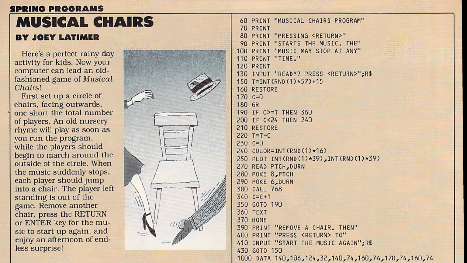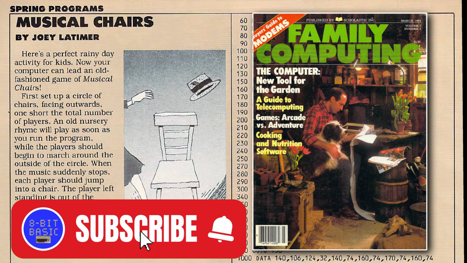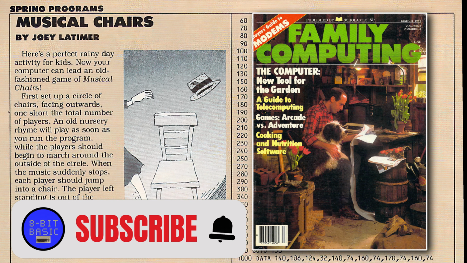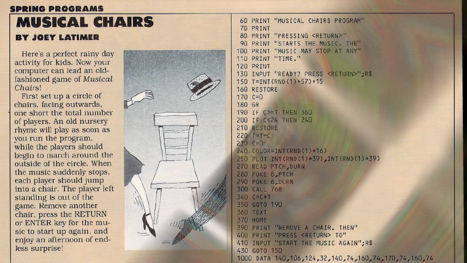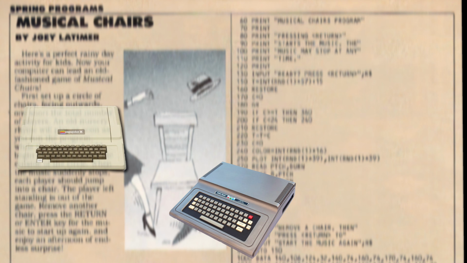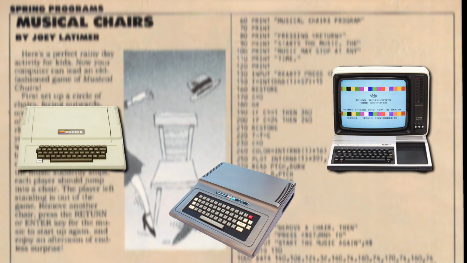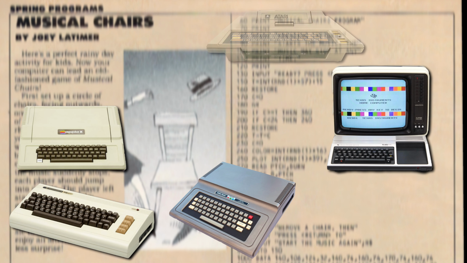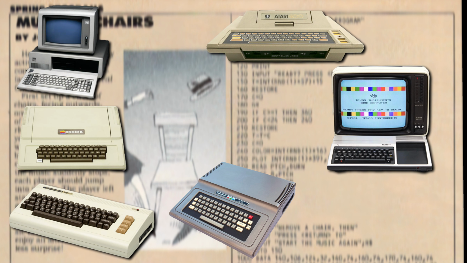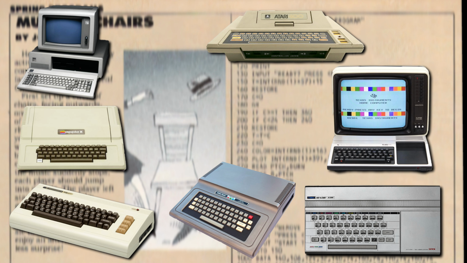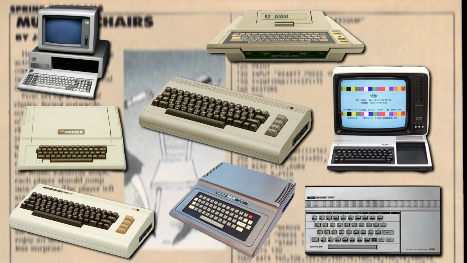Welcome to 8-Bit Basic. Today's program is Musical Chairs by Joey Latimer. It's from Family Computing Magazine, Volume 2, Number 3, from March 1984. We're going to see BASIC running on the TRS-80, the Apple, the TI-99, the VIC-20, the Atari, the IBM PC, the Timex Sinclair 2068, and of course the Commodore 64.